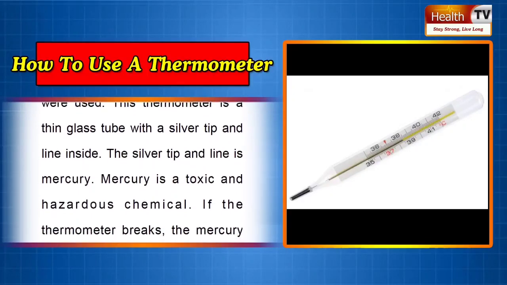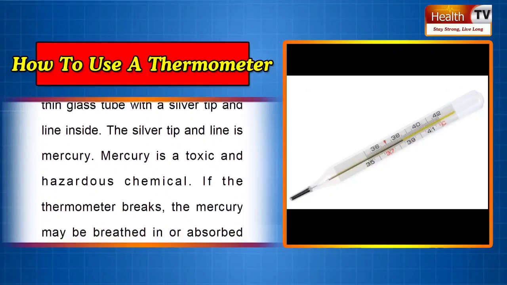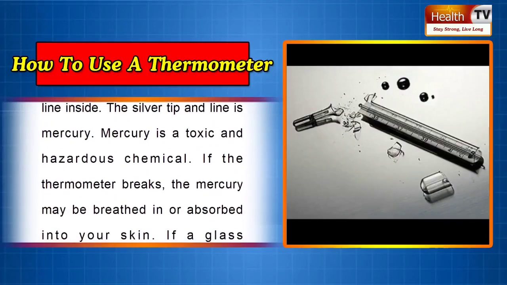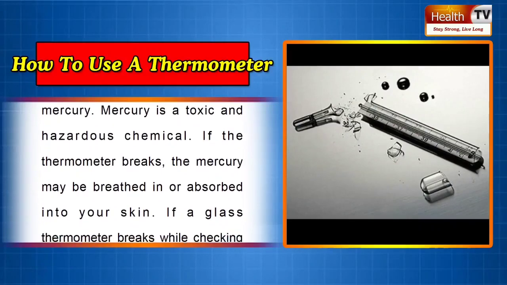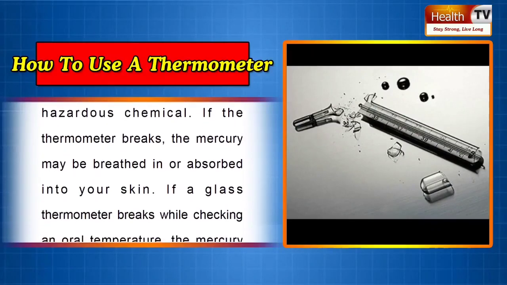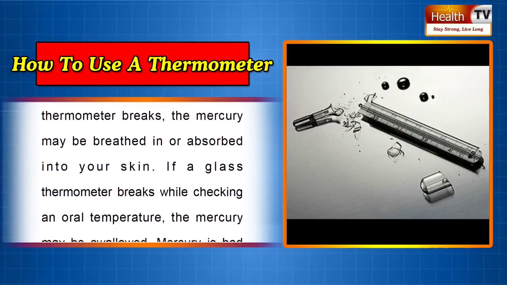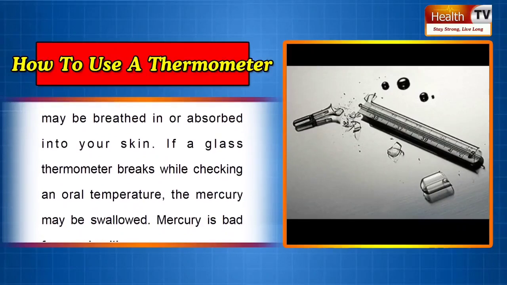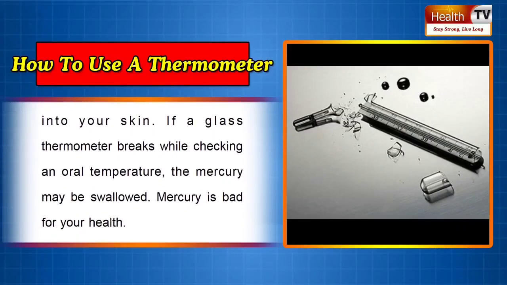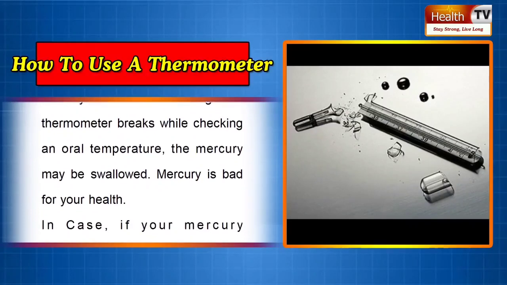Mercury is a toxic and hazardous chemical. If the thermometer breaks, the mercury may be breathed in or absorbed into your skin. If a glass thermometer breaks while checking an oral temperature, the mercury may be swallowed. Mercury is bad for your health.